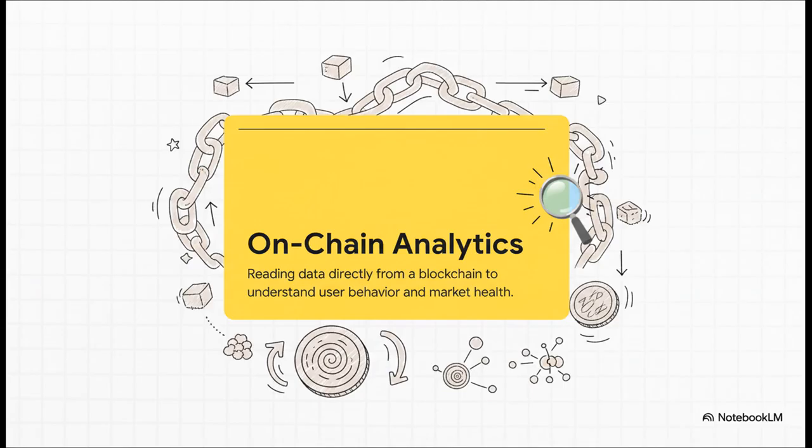So let's just put a clear definition on this thing. On-chain analytics is simply the practice of reading and interpreting the raw data straight from the blockchain. We're looking at who's sending what to where, what wallets are doing, all to understand the health of the network and what people are actually thinking and doing.